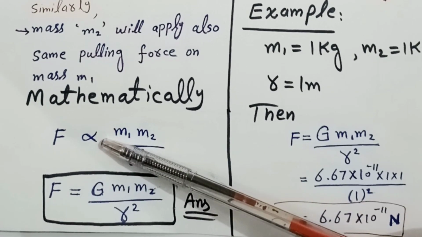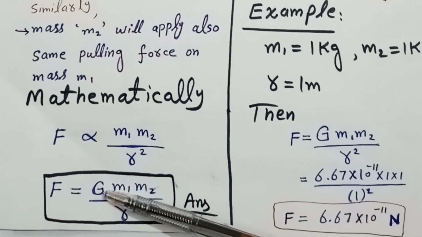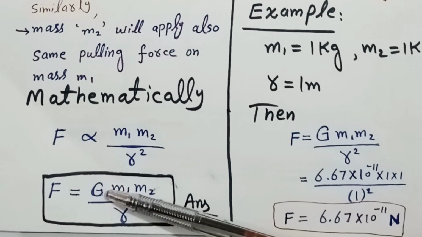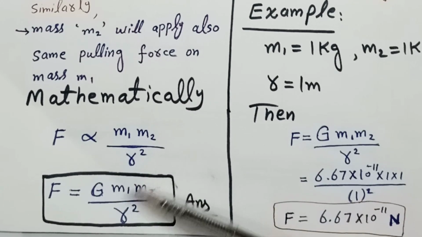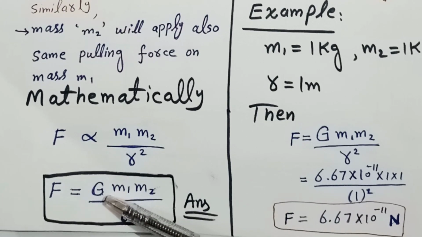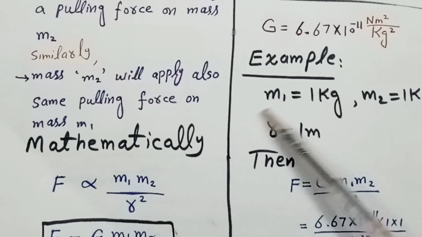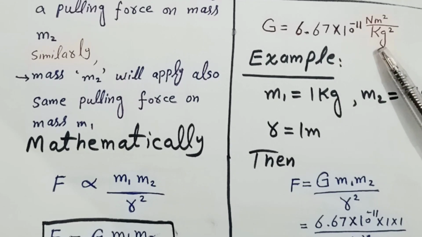Now this directly proportional sign will be replaced by an equal sign and the gravitational constant. So here G is the universal constant of gravitation, which is applicable everywhere. This is the main question which may arise in your mind: what does it mean by gravitational constant G? Its value is 6.67 times 10 raised to power minus 11 newton meter square per kg square.